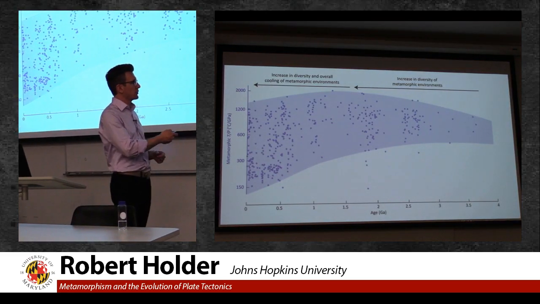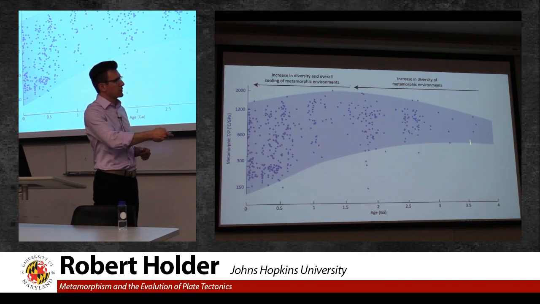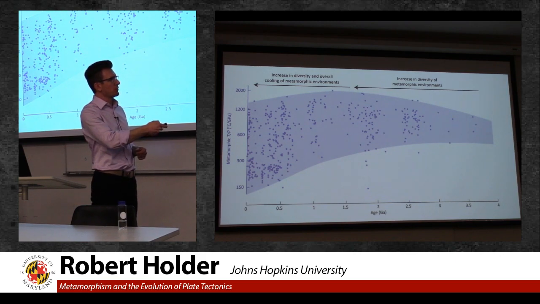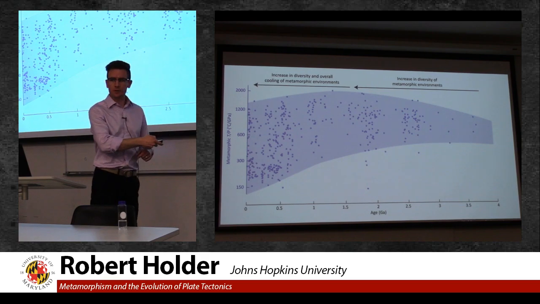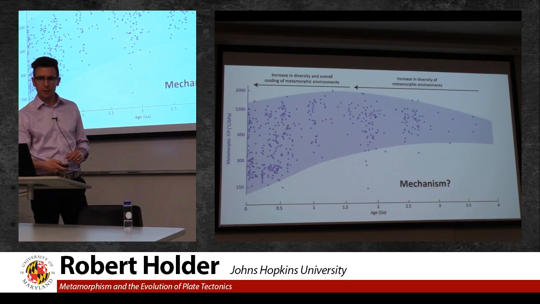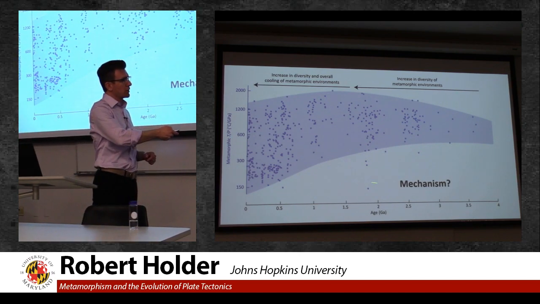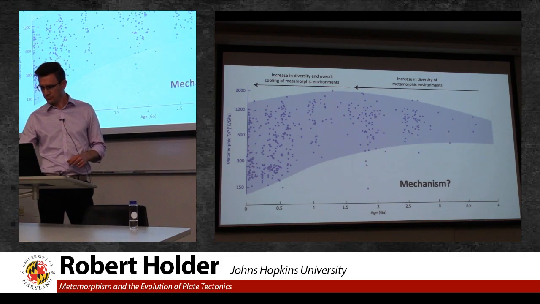So here we have the thermobaric ratio of all of the data points in this compilation, and we can see that from the Archean through to the Proterozoic, there's a steady increase in the diversity of metamorphic environments. And then from particularly the Paleoproterozoic into the modern, that diversity continues to increase, but there's also a systematic decrease in the average. So some type of cooling. So a very basic question we might ask is, this is the observation. Is there a mechanism that can explain why this change might have happened through time?